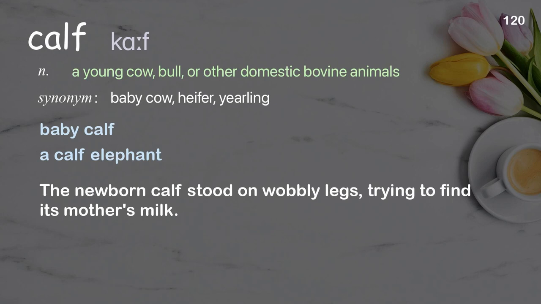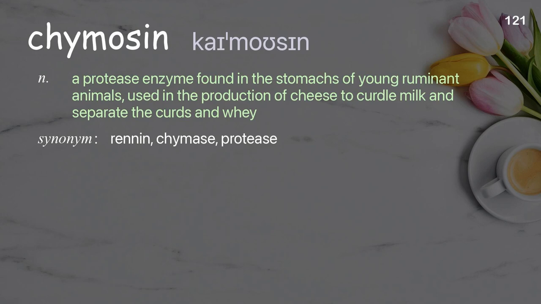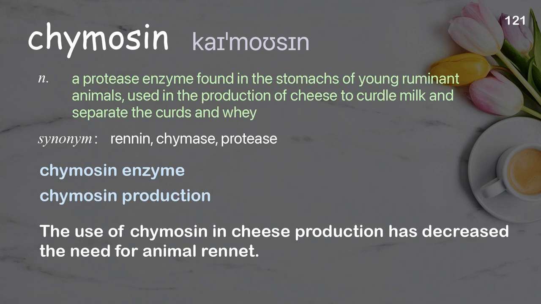Chymosin. A protease enzyme found in the stomachs of young ruminant animals, used in the production of cheese to curdle milk and separate the curds and whey. Examples: chymosin enzyme, chymosin production. The use of chymosin in cheese production has decreased the need for animal rennet.